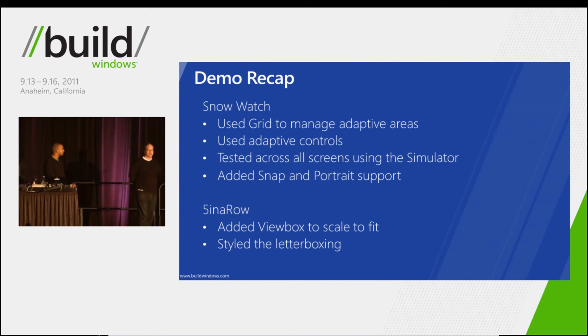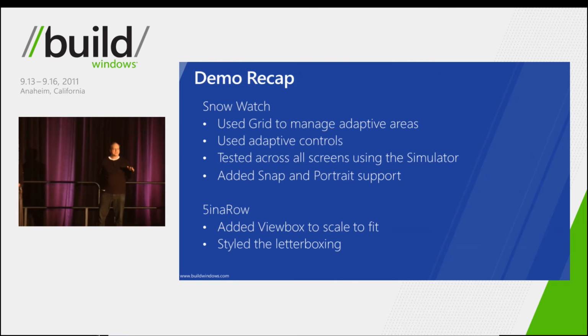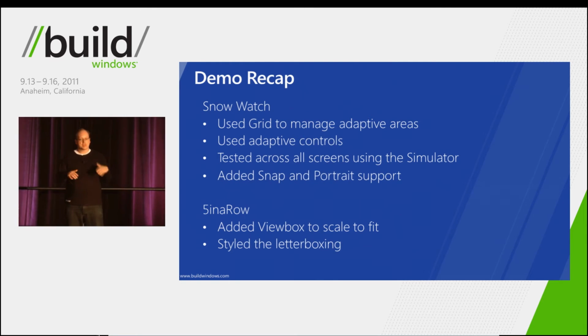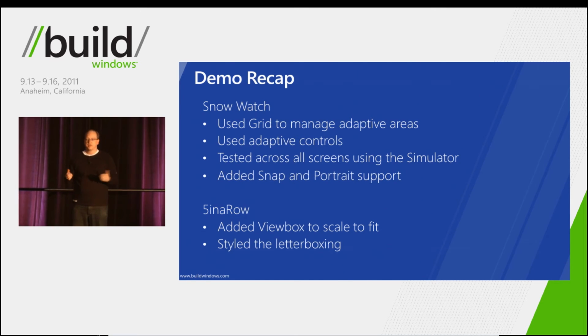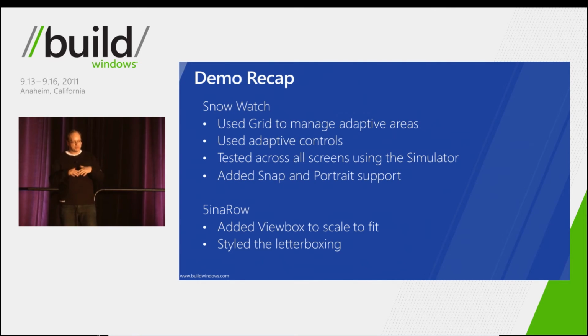So as a quick recap, we showed you two type applications with different approaches. The Snowwatch, we took an adaptive approach. For 5 in a row, we took the fixed approach. We showed you how to use the grid, how you can take advantage of adaptive controls to actually take advantage of the additional space. We tested it across the simulator and all the different real estate on the same machine. And you saw how easy it was to add snapped and portrait view to your application.